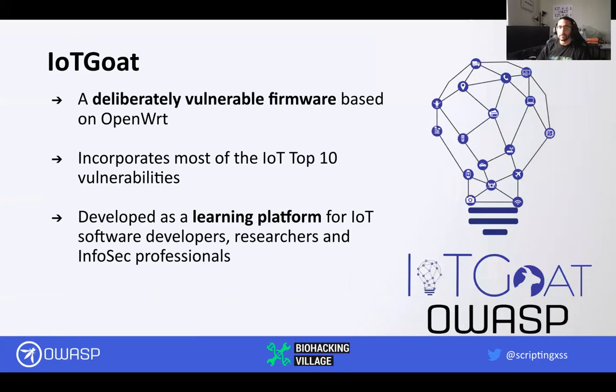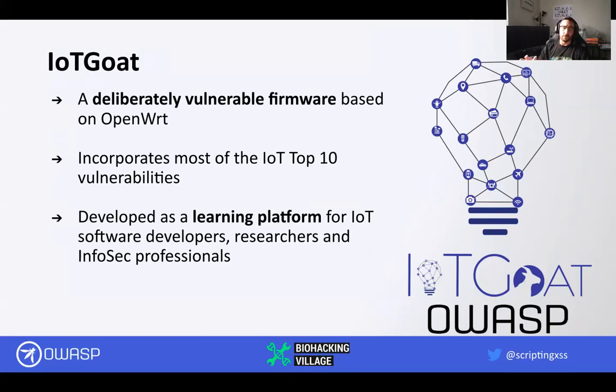IoT GOAT. What is IoT GOAT? IoT GOAT is a deliberately vulnerable firmware. And what we did is we based it off of OpenWRT. OpenWRT is a build system. What a build system does is make it easier, essentially, to compile and build firmware. And it does that in a way that's open source, which is why we chose OpenWRT.